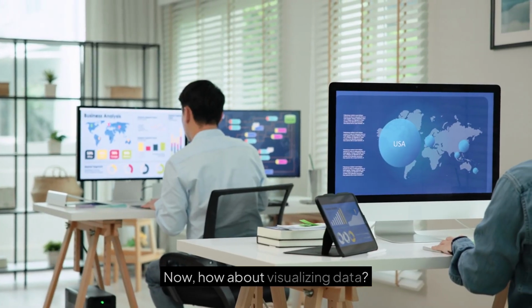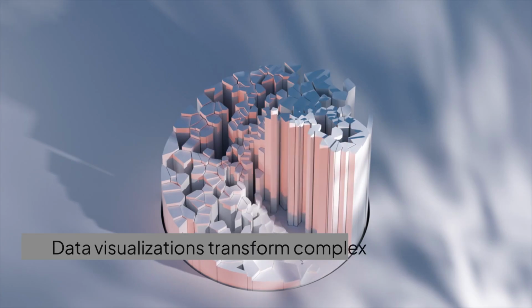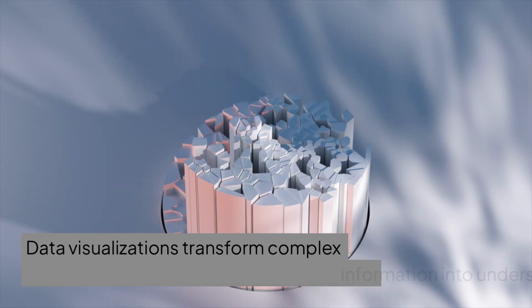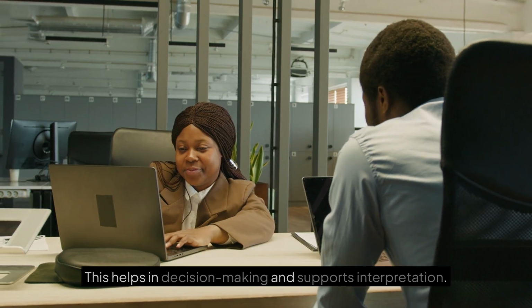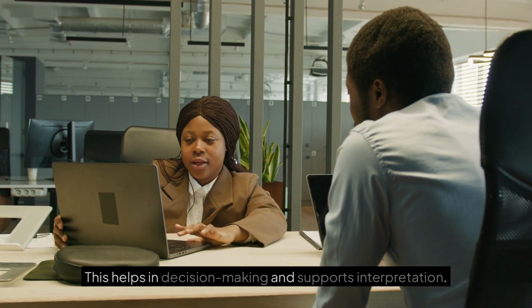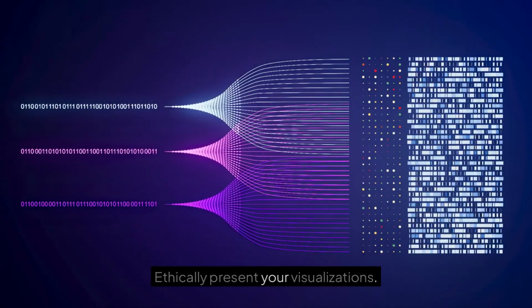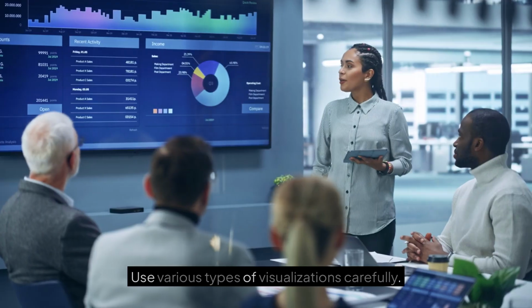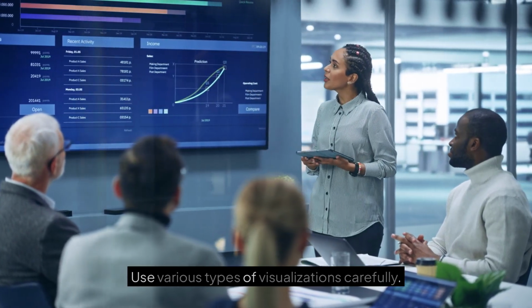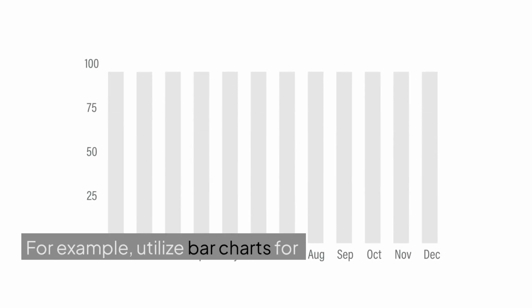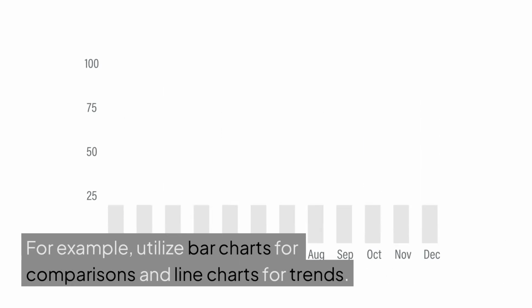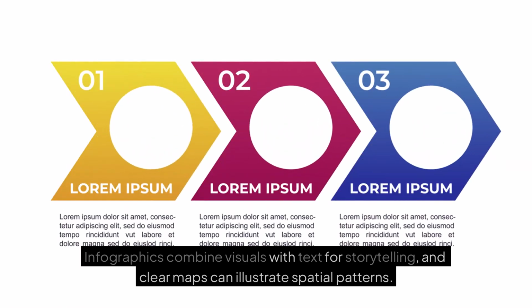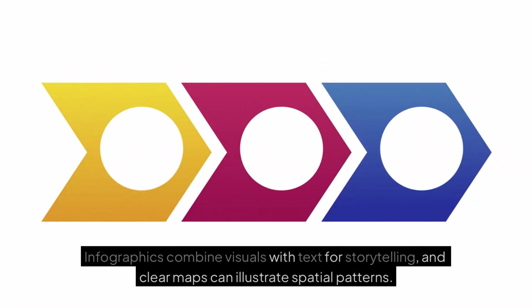Now, how about visualizing data? Data visualizations transform complex information into understandable graphics. This helps in decision-making and supports interpretation. Ethically present your visualizations. Use various types of visualizations carefully. For example, utilize bar charts for comparisons and line charts for trends. Infographics combine visuals with text for storytelling, and clear maps can illustrate spatial patterns.